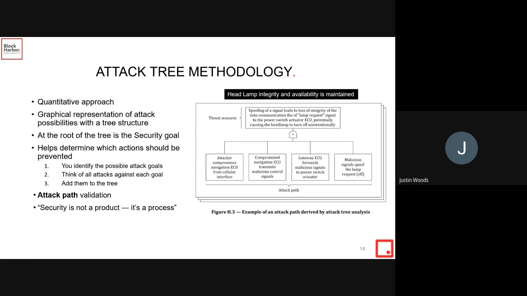First you want to identify the possible attack goals, and then think of all the attacks that might be possible to reach that same goal, then add them all to the tree. Then you perform validation on those attack paths and see which is going to be the most feasible attack path. So out of all of these, perhaps a malicious signal spoof to turn off a lamp is going to be the most feasible, but it can only be done locally.